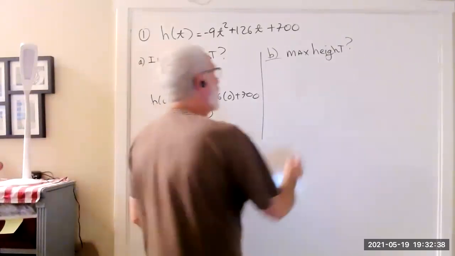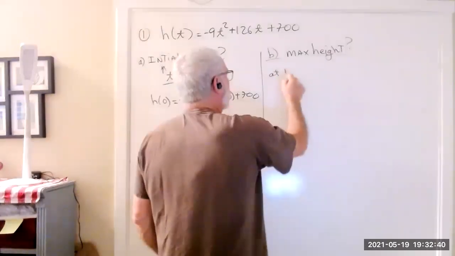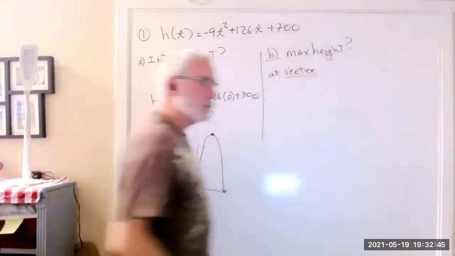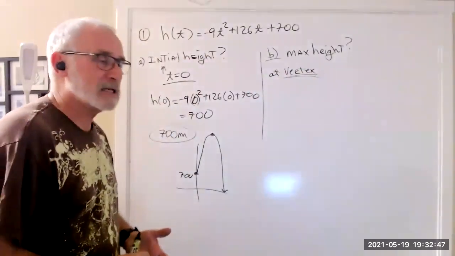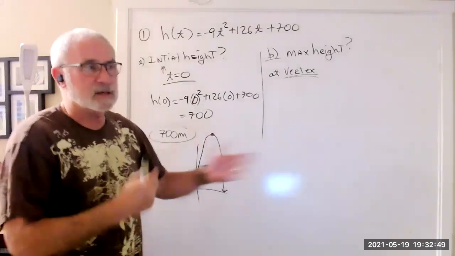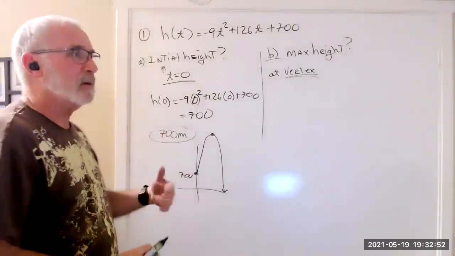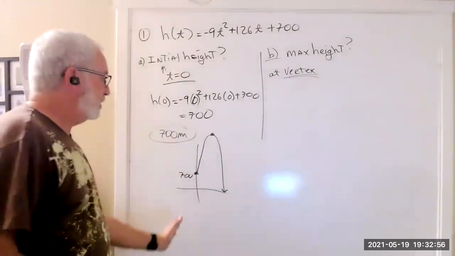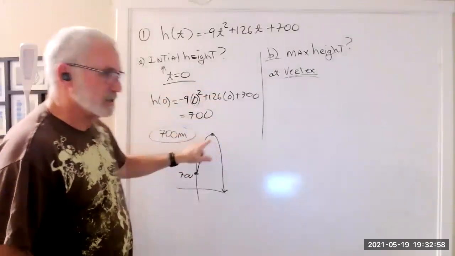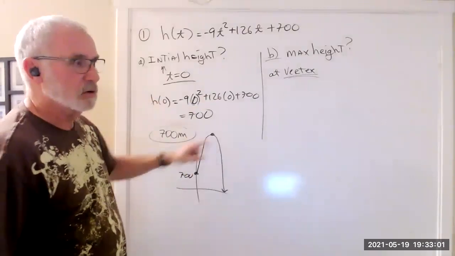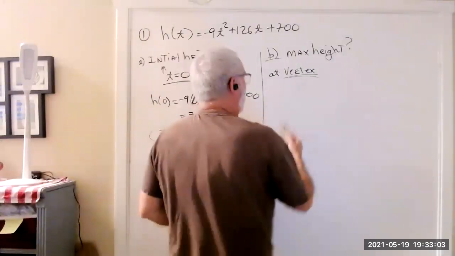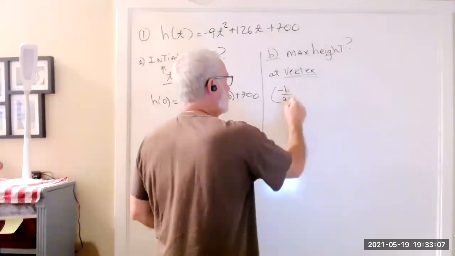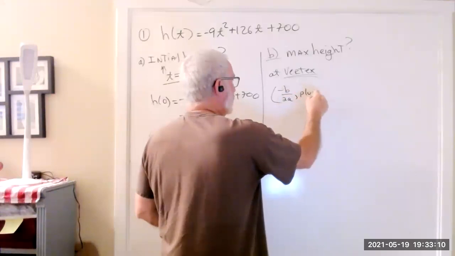Well, the max height is at the vertex. That's what you need to know. When it talks about the maximum or the minimum, it doesn't matter, maximum or minimum, it will always occur at the vertex. Now, this is a maximum because that's the highest it's going to go. So what about at the vertex? Well, there's a formula you must know. It was negative b over 2a, comma, plug it in.